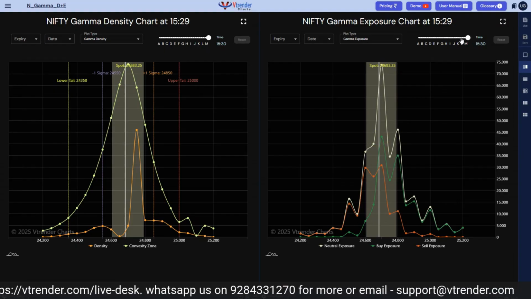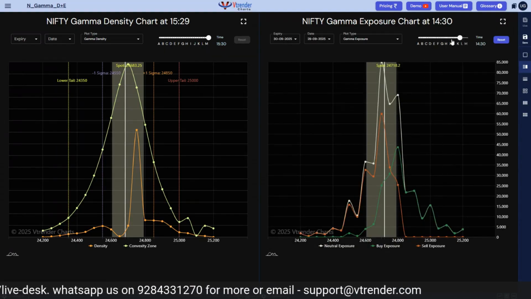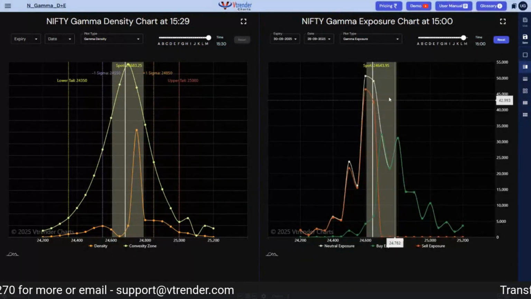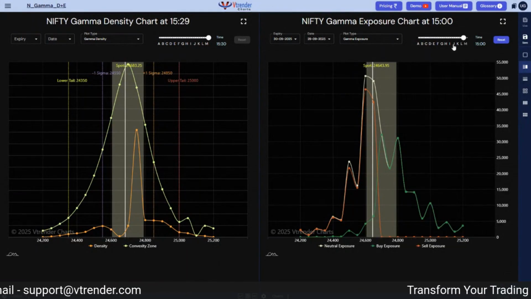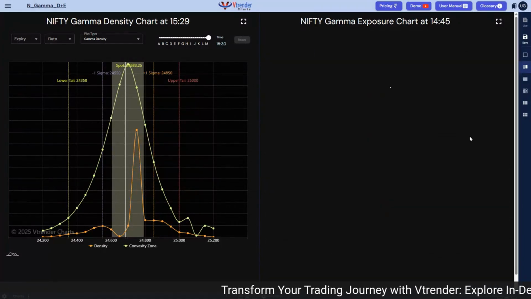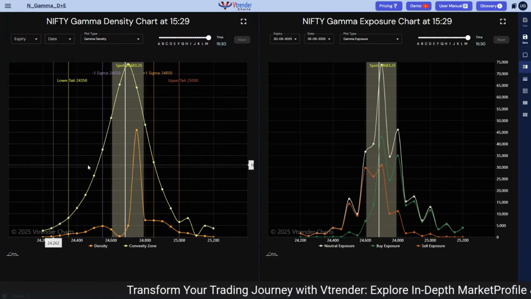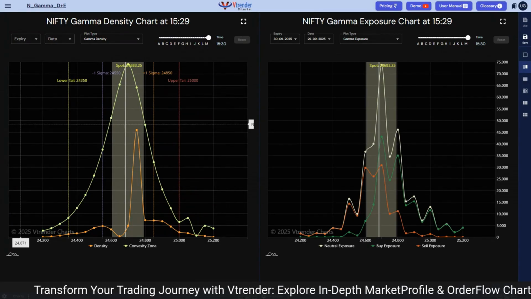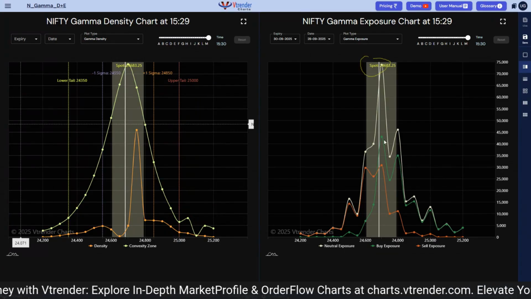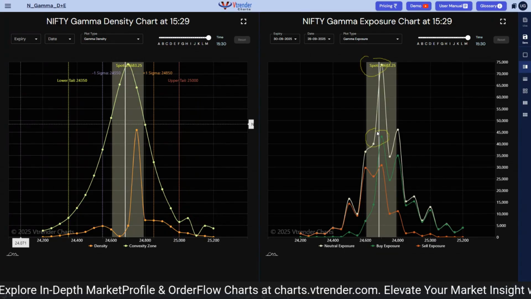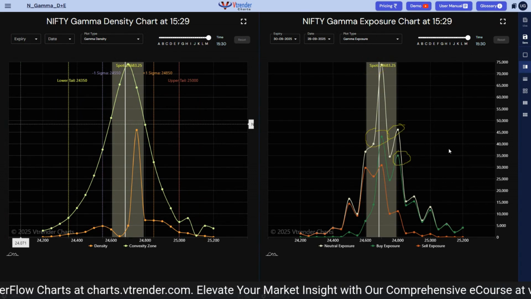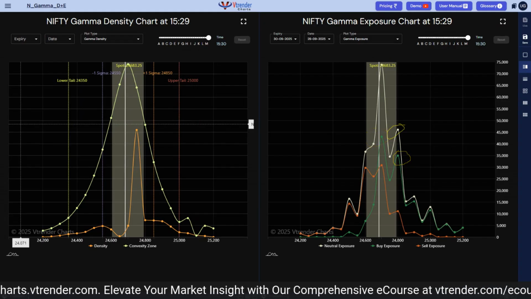If I take you back to even 2:30 or even 3 o'clock, you can see how it was more short gamma. But slowly, the inventory has changed hands. And as of close, we have two peaks on the gamma exposure. The first peak is at 24,700 and this is long gamma. Second peak is at 24,800. This is also long gamma. So the pin effect is not yet in play.